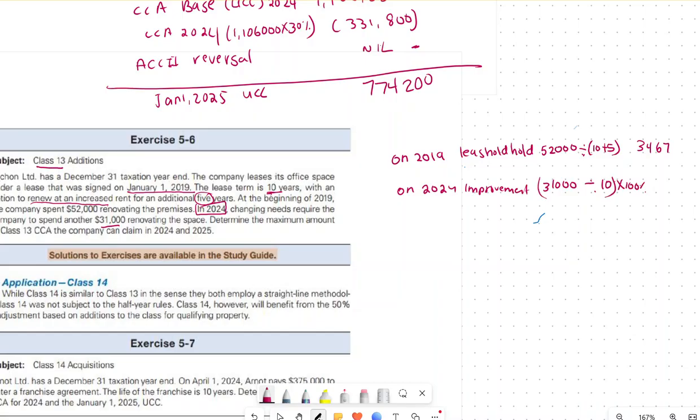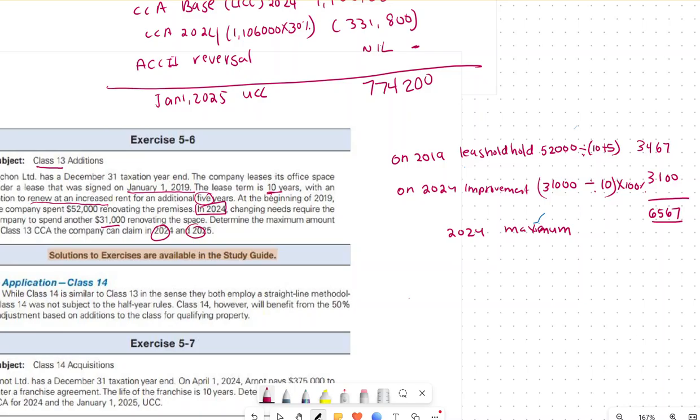So 100% of that is your 3,100. And the maximum CCA that we can take in the year 2024 will be 6567. So that's how much it's going to be. Now, there's another way of doing this calculation if you wanted to, but let's do 24 and then we do 25.